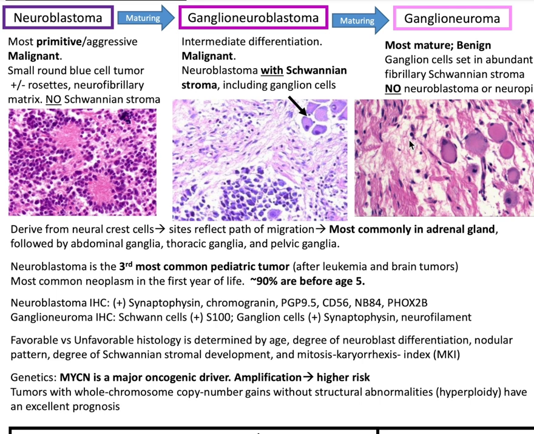Genetics. MYCN is a major oncogenic driver. Amplification means higher risk. Tumors with whole chromosome copy number gains without structural abnormalities like hyperdiploidy have an excellent prognosis.